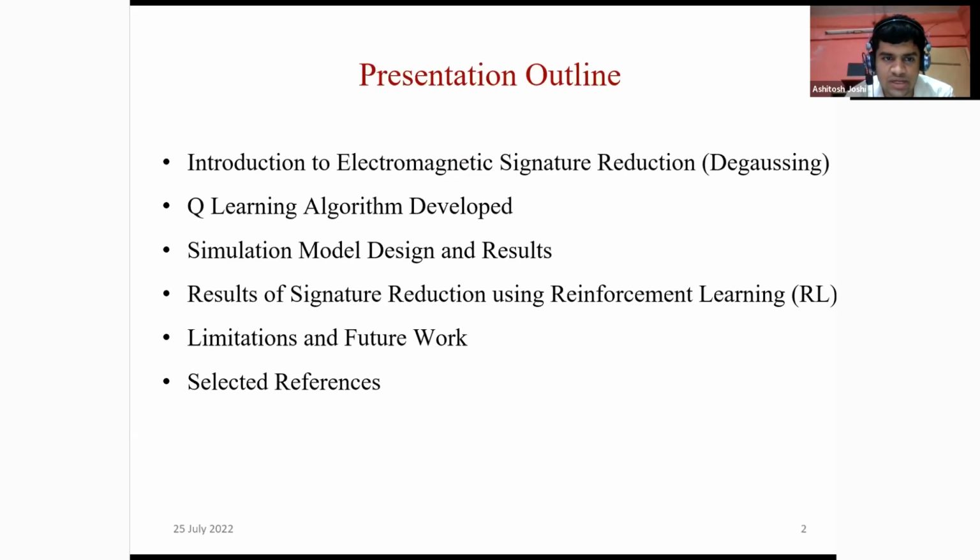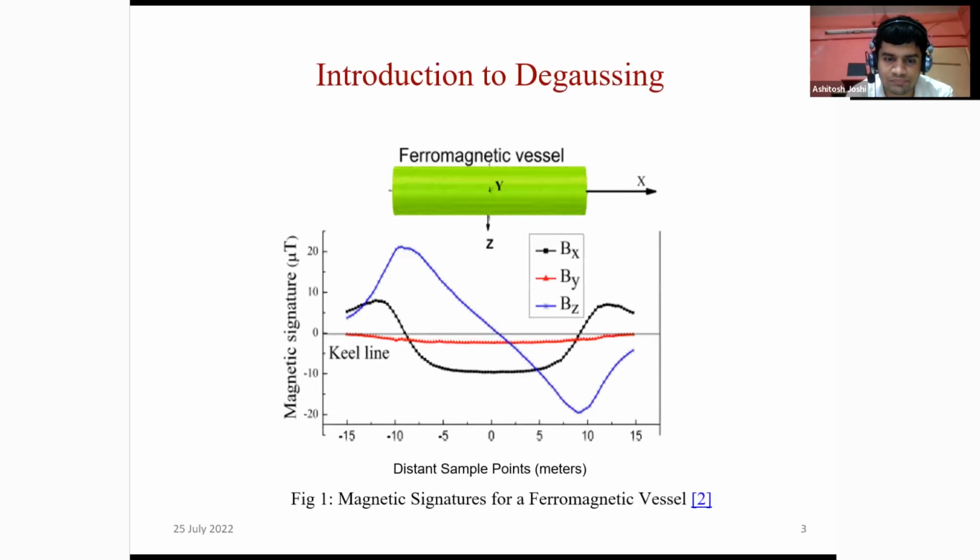So this is the presentation outline. Initially I'll be giving the introduction to what is electromagnetic signature reduction, commonly known as degaussing. Then I will be discussing the Q learning algorithm developed, the simulation model design and its results. Next is the results of signature reduction using the proposed reinforcement learning approach. And then I will be discussing the limitations and future work, and finally the references.